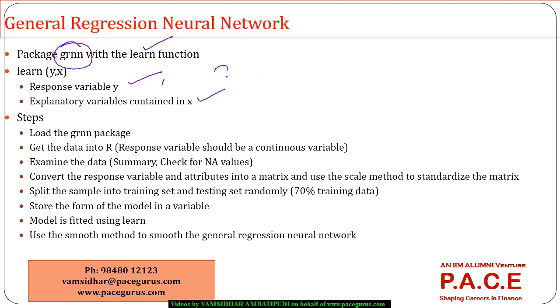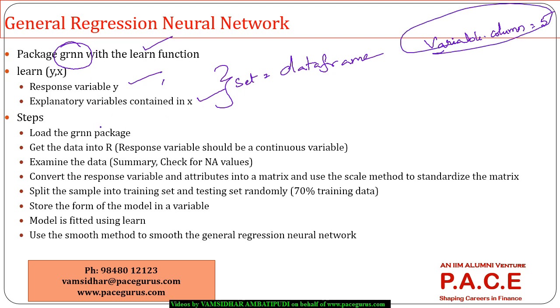Probably all I can do in this case is give the whole data frame as a part of the set. As a part of the set, I can give the entire data frame as an input, and as a part of variable dot column, I can specify that particular column. I think it's the fifth column that typically has the response variable. So I can give that column number so that it picks up the fifth column as our response variable. I'm loading the GRNN package, done, got the data.